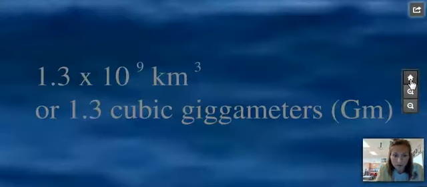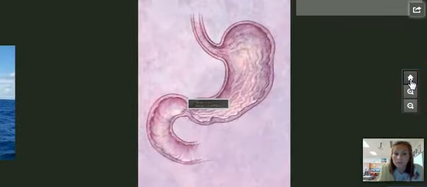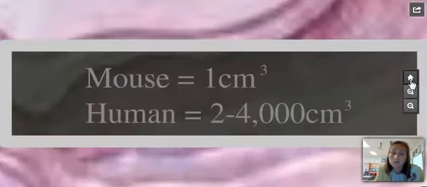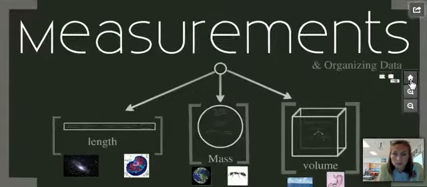Here we have a giant body of water, about 1.3 times 10 to the 9th kilometers cubed, or 1.3 cubic gigameters. That's the volume, or the amount of space, a possible ocean could take up, very, very much space. And then if you take the volume of a stomach, a mouse's stomach is 1 centimeter cubed. That's a very, very tiny volume for a mouse, and it makes sense because mice are small. Humans can have 2,000 to 4,000 centimeters cubed of space, or volume, that can be filled up in their stomachs. And again, it makes sense because we eat a lot of food.